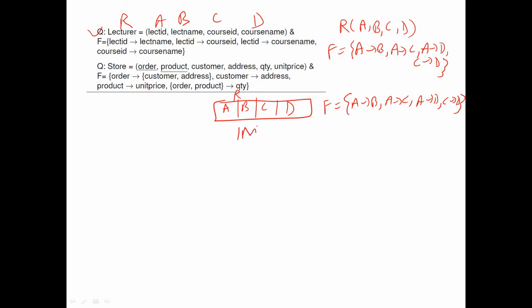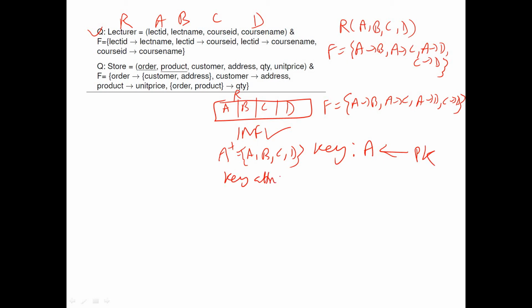Students, is it present in 1NF? Yes, it is present in 1NF. Why? The schema is given. Values are not available. So now here I can easily find the key because A plus contains A, B, C, D. So my key is A. Since one candidate key is there, I can also choose this one as the primary key. So what are the key attributes? My key attribute will be A. Non-key attributes will be B, C, D.